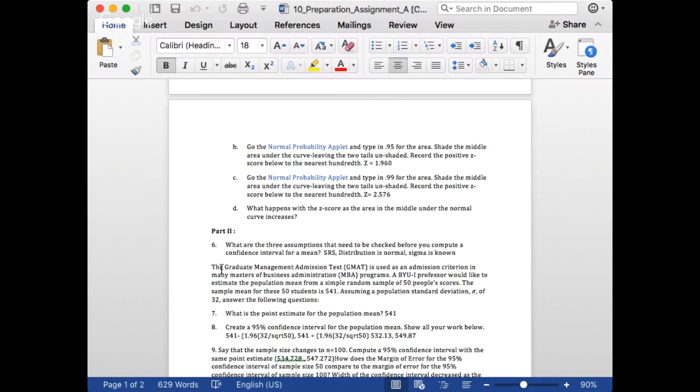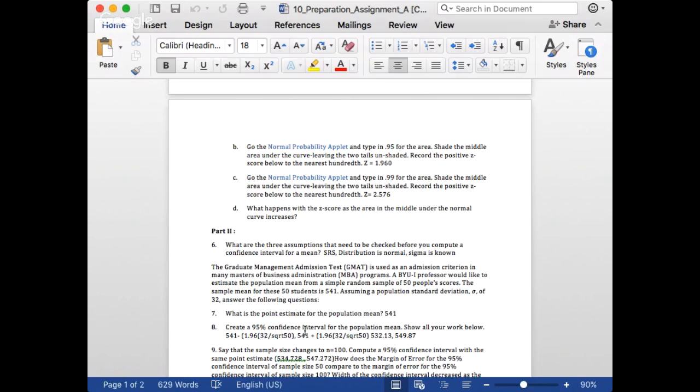Someone want to read this section right here? I can read it. The Graduate Management Admission Test is used as an admission criterion in many Master of Business Administration programs. The professor would like to estimate the population mean from a simple random sample of 50 people who took it. The sample mean for these 50 students is 541, assuming a population standard deviation of 32. Answer the following questions. What is the point estimate for the population mean?